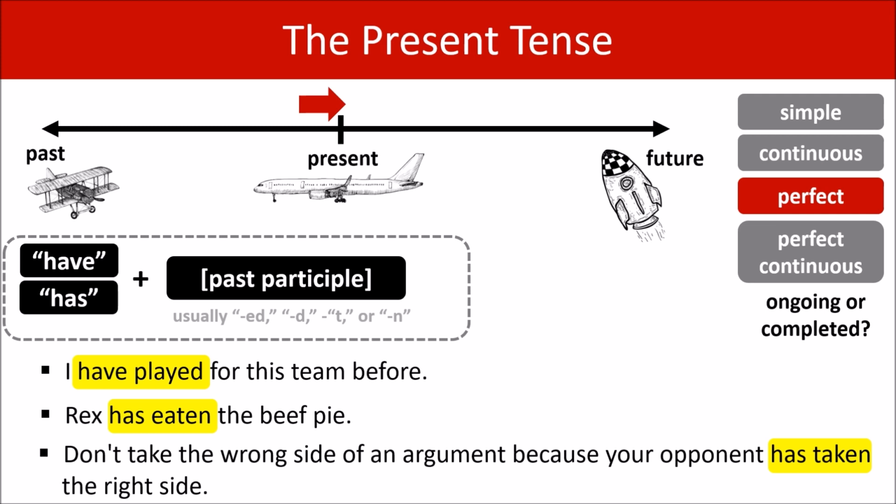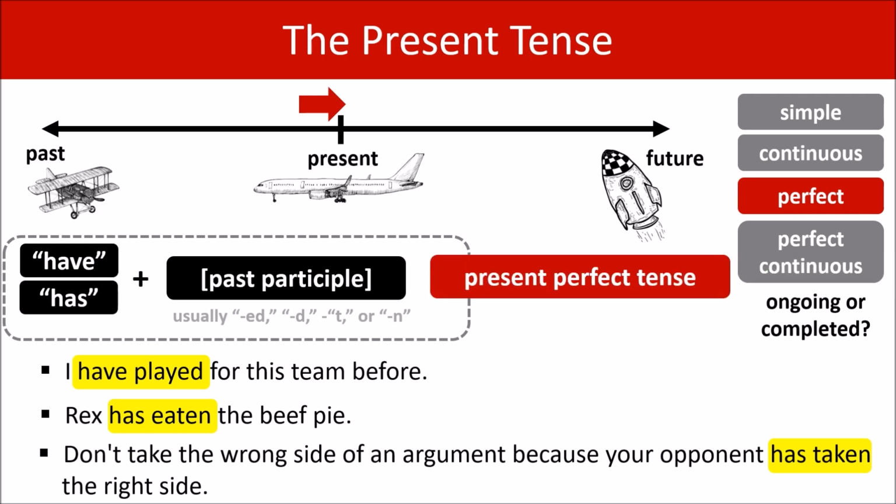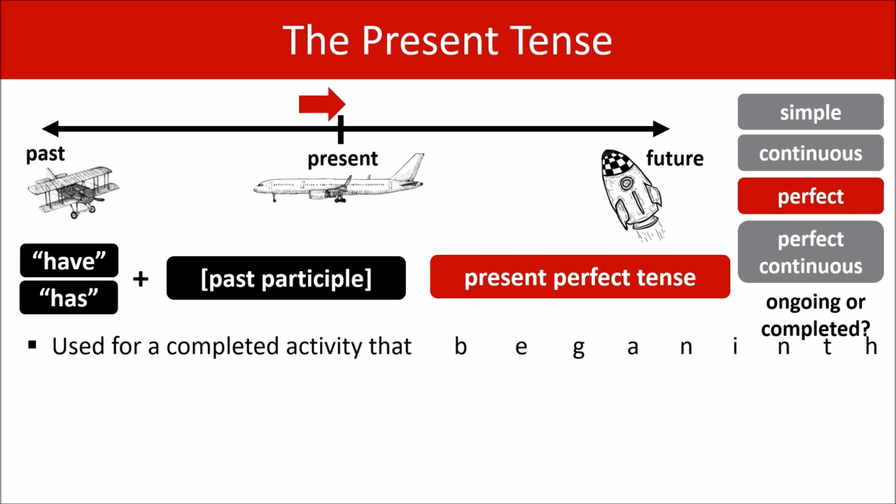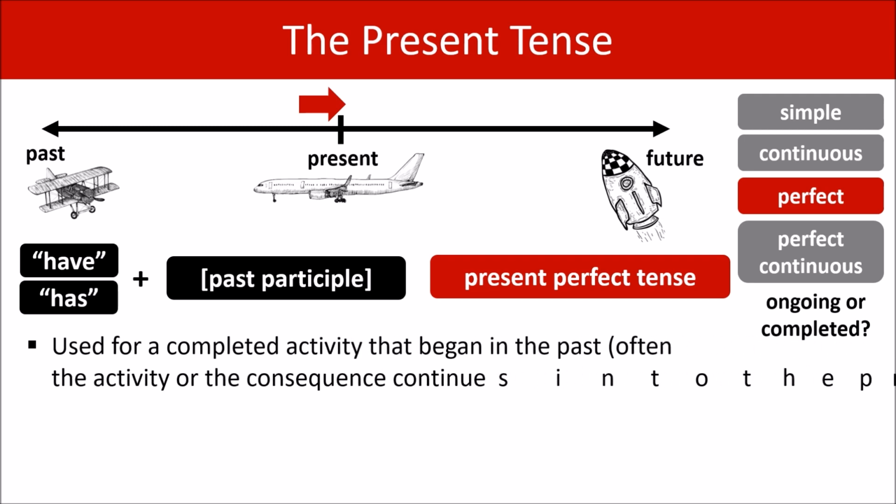So when we use this construction, it's an example of the present perfect tense. Remember, this word tells us the aspect. It tells us that the activity is completed. But as a bit of a quirk, the result or consequence of that activity may continue into the present. So the present perfect tense is used for a completed activity that began in the past. Sometimes the activity continues into the present, but usually it's the result or consequence of that activity that is relevant in the present.